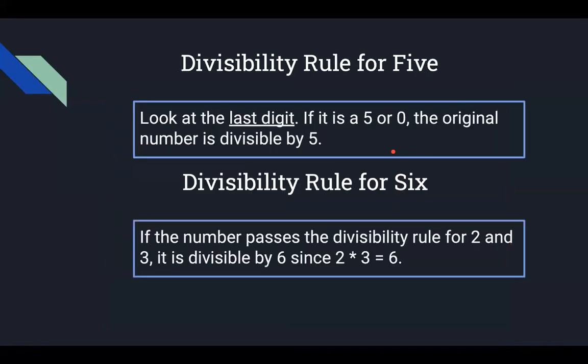All right, divisibility rule for 5. You all should know this. If the last digit is a 5 or a 0, then the original number is divisible by 5. Then we have 6, and as Sai was saying at the beginning, if a number passes the rule for both 2 and 3, it would be divisible by 6, since 6 equals 2 times 3.